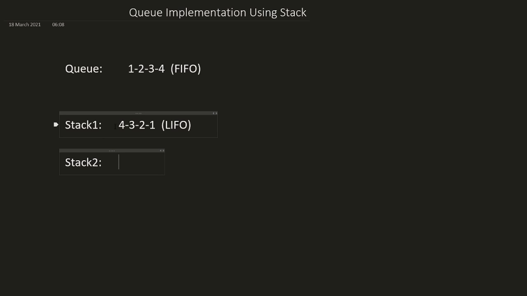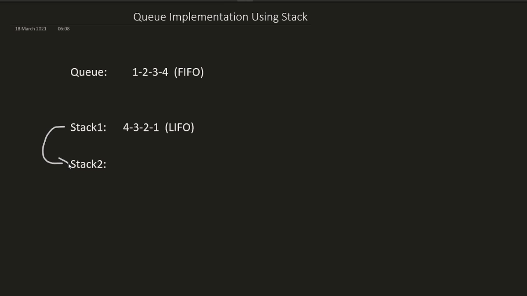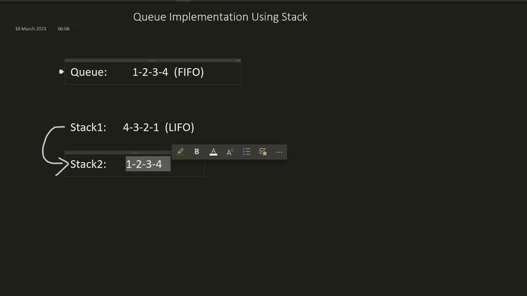So first thing is I have to insert the elements into the stack. Then I am going to push the elements from stack 1 to stack 2. This one is very important. So if I'm pushing elements from stack 1 to stack 2, then I will get elements like 4, after that 3, after that 2, after that 1. So you can see stack 2 has the same order as in the queue.